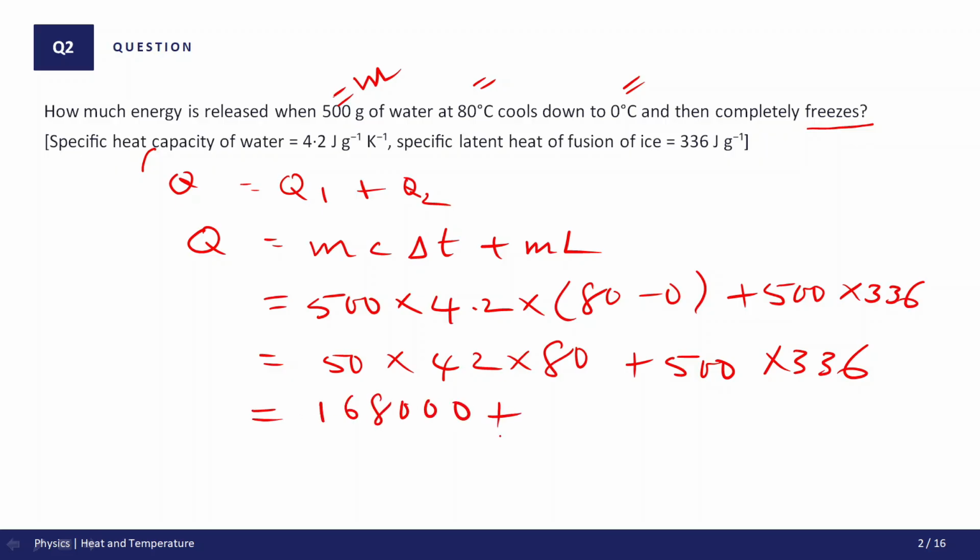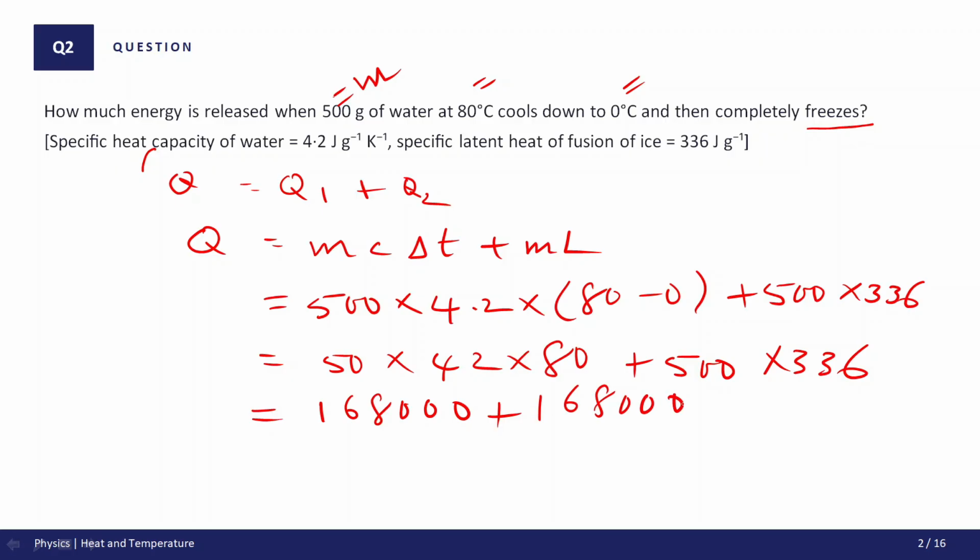1,68,000 plus 500 into 336. This is also, you will get 500 into 336, it is also 1,68,000.